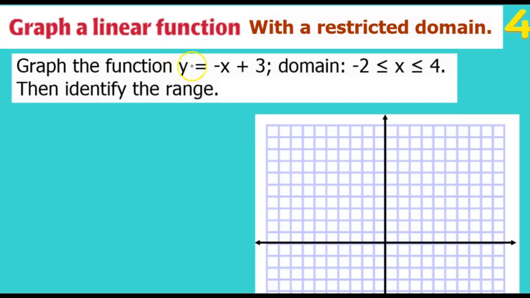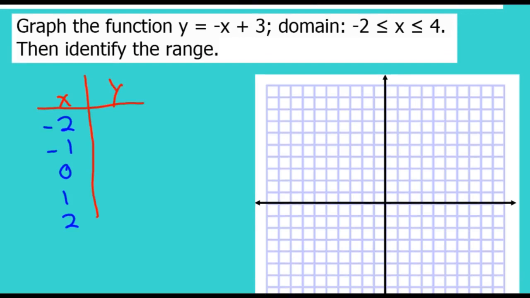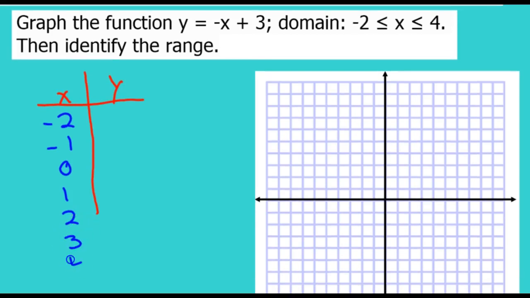Here we're graphing the function y equals negative x plus 3, but this time our domain is between negative 2 and 4. So, if we make our table, our domain, or our x, can only be between negative 2 and 4. So we can have a negative 2, we can have a negative 1, we can have a 0, we can have a 1, 2, 3, and 4.